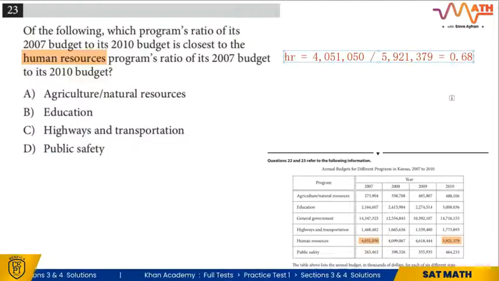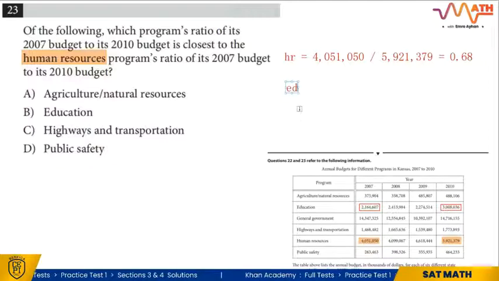So now we have to check which one in the 2007 to 2010 ratio has the same one. To save extra time, I will directly give the answer here. So look at this one, education here. Let's find the ratio here. Check if I'm right or not.